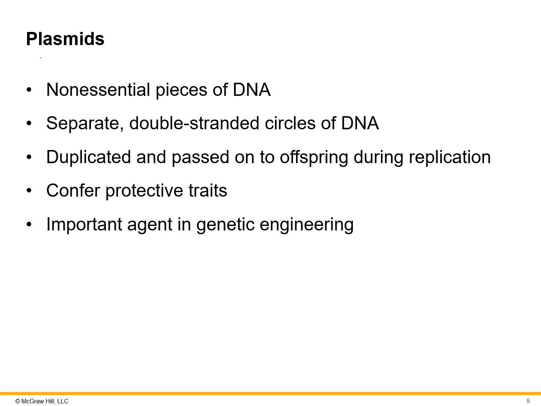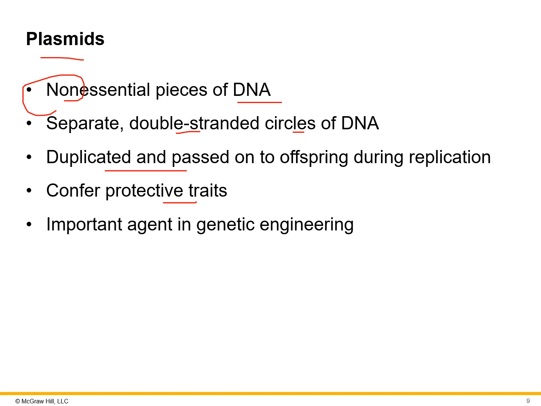Again, the plasmids we mentioned before, but again, these are non-essential pieces of DNA. So extra DNA that's separate from the main chromosome that has all the required information, still double-stranded, circular, just like prokaryotic DNA is. But whenever the cell divides, it's duplicated and passed on to the offspring. So not only do they get the main chromosome, they also get all these plasmids as well. So the offspring get any advantages. And they provide some various protective traits, especially, again, like antibiotic resistance.